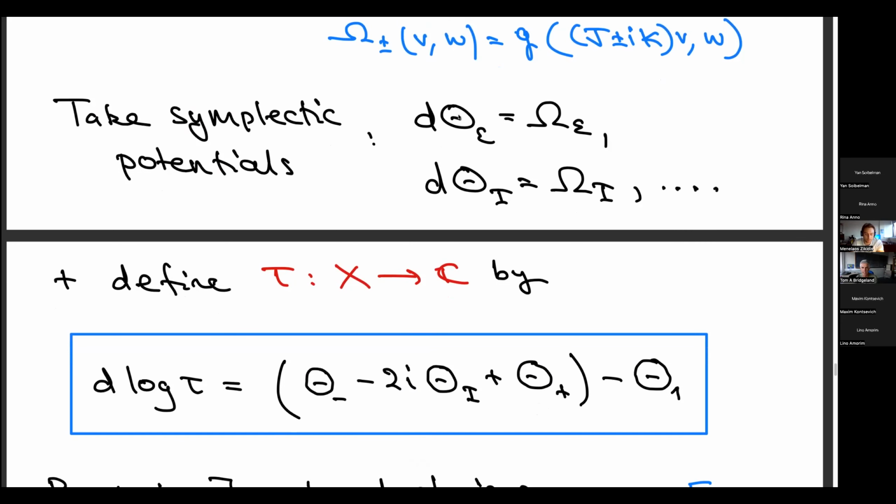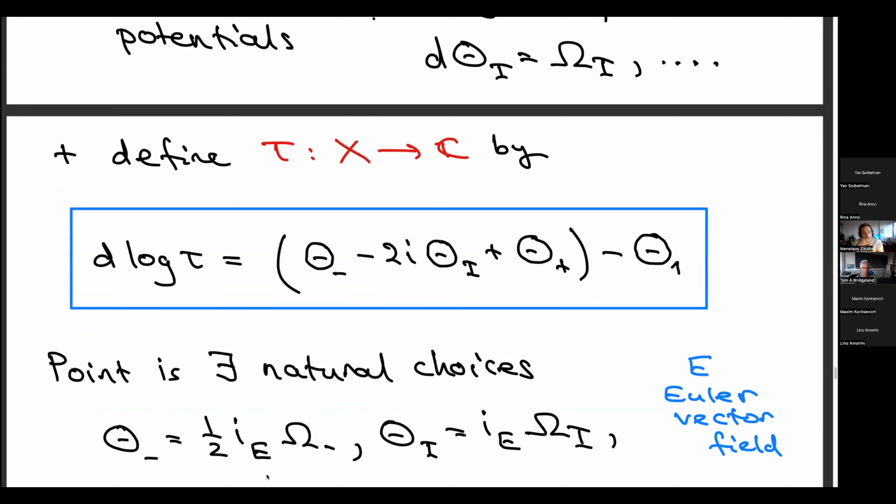But the point is that there seem to be natural choices for these potentials, for these symplectic potentials. We have an Euler vector field which is generating the C star action. So we can contract omega minus with this, and using the Cartan formula, you can see that these are symplectic potentials, just because of some homogeneity conditions on omega minus under the C star action.